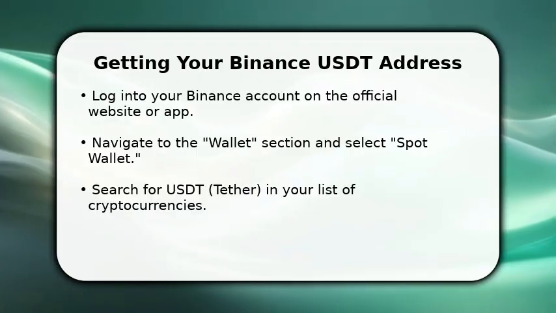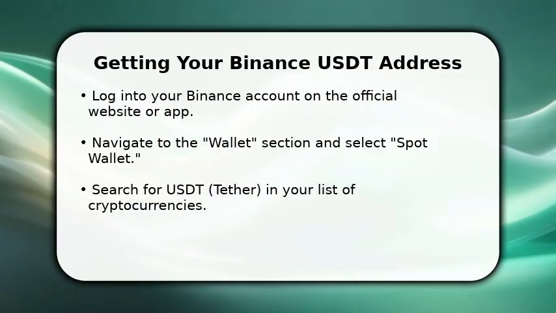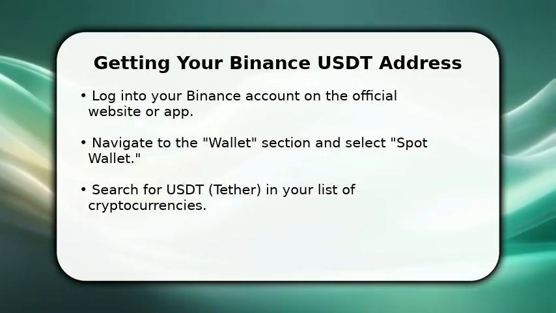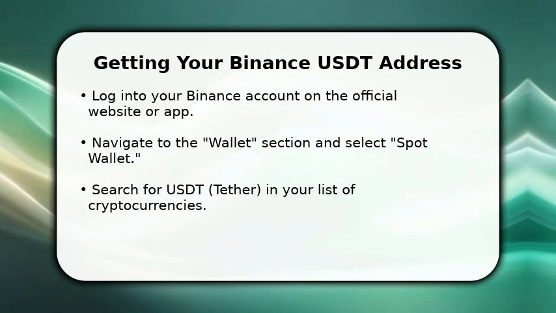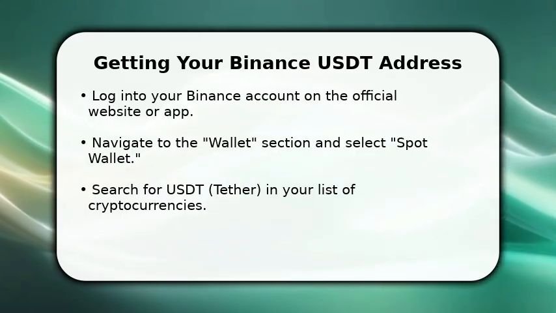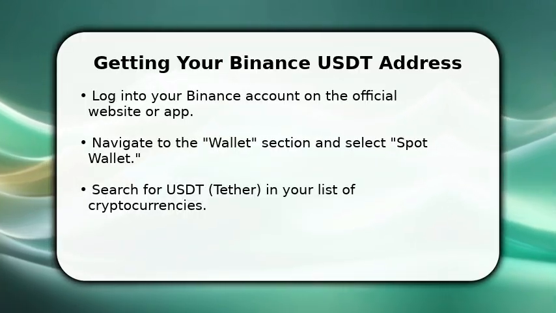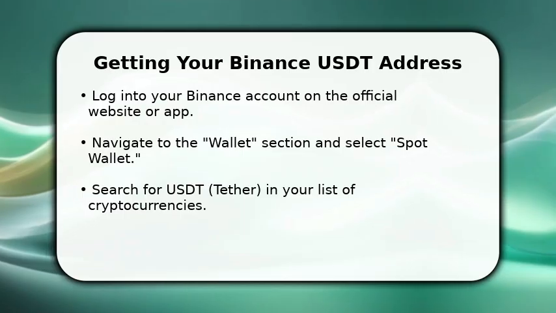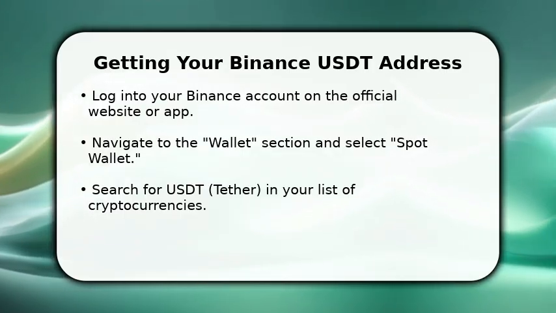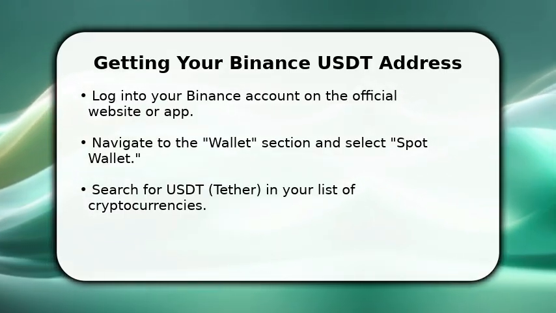In this video, I will explain how to get your Binance USDT address. First, log into your Binance account, either through the official website or the mobile application. Once logged in, navigate to the Wallet section, which you'll typically find in the main menu. From there, select Spot Wallet to view your cryptocurrency holdings.